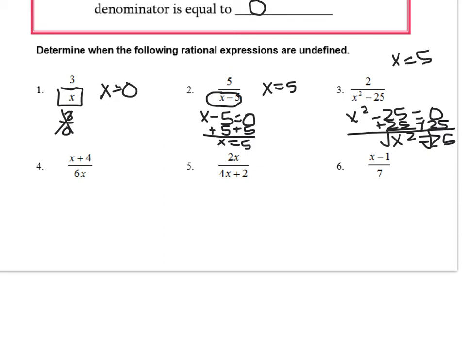because the square root of 25 is 5. But there's also a second value of x that's true. Remember, not only is the square root of 25 positive 5, but the square root of 25 is also negative 5. And you can check it.